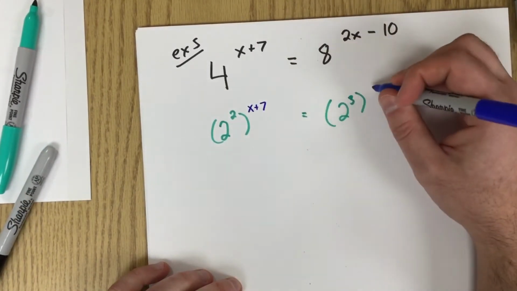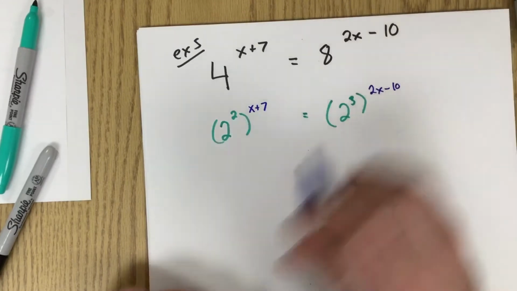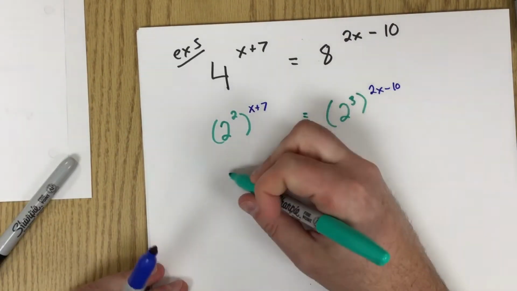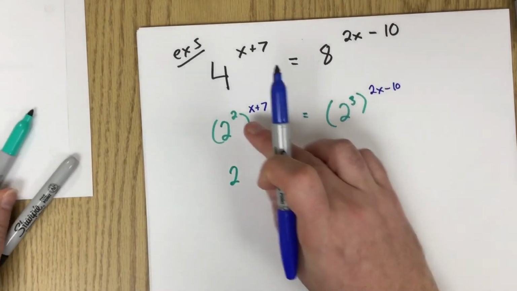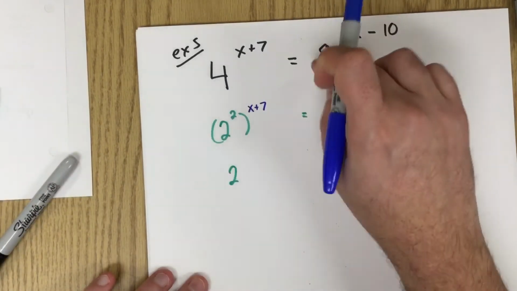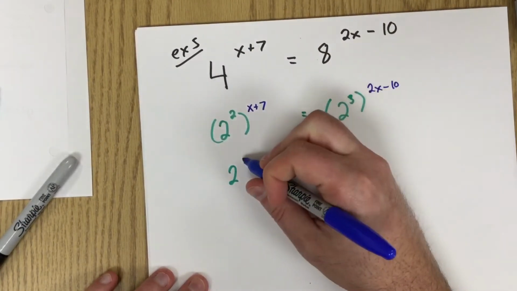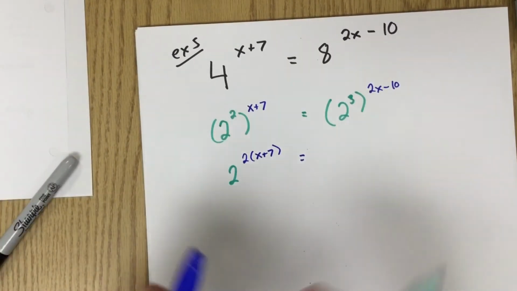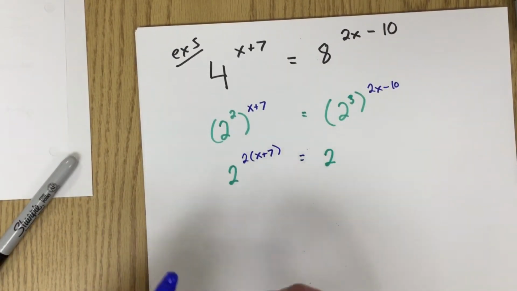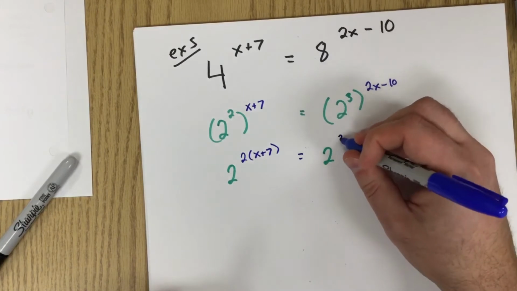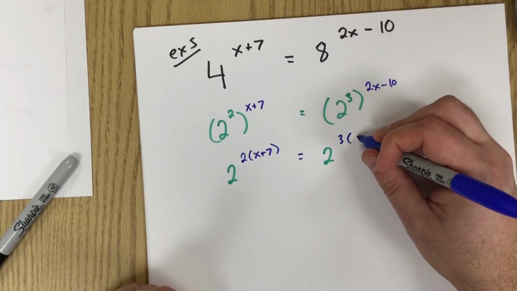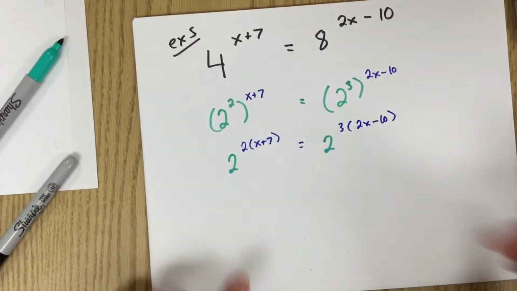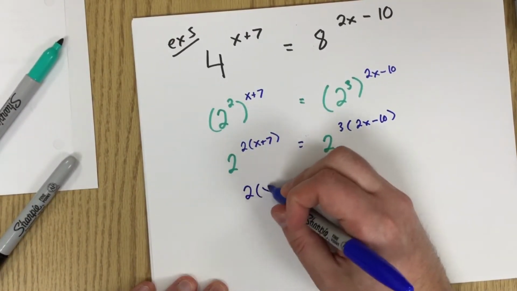That's x plus 7, that's 2x minus 10. And then I could do the same trick where I say, okay, 2 to the 2 to the x plus 7, we multiply those exponents. And that's going to be 2 to the 3 times 2x minus 10. Now the bases are the same, which means the exponents have to be the same.